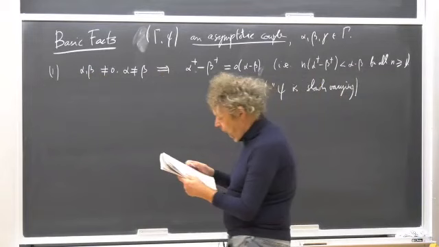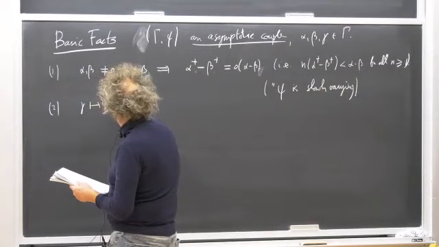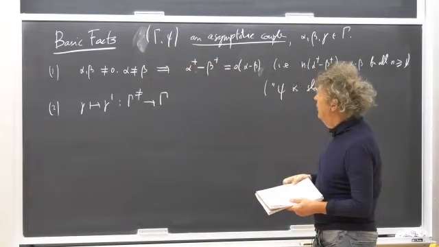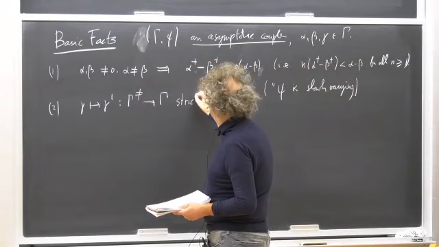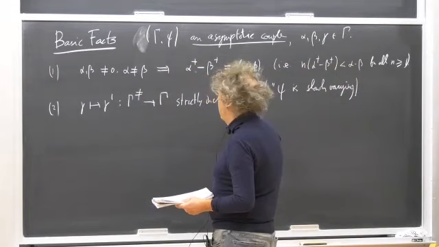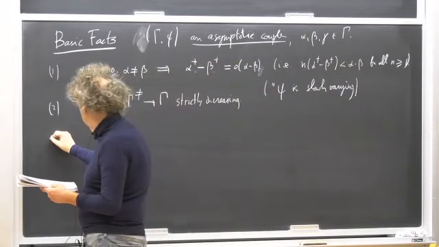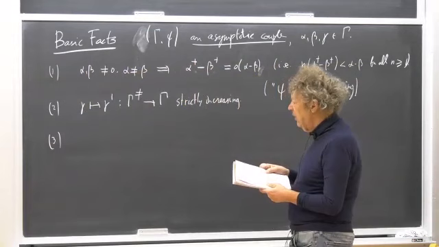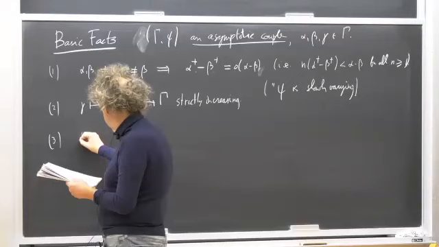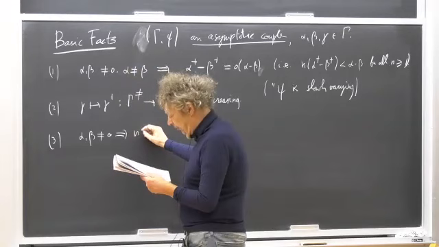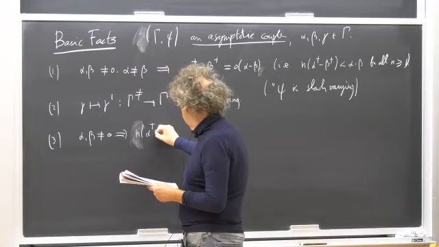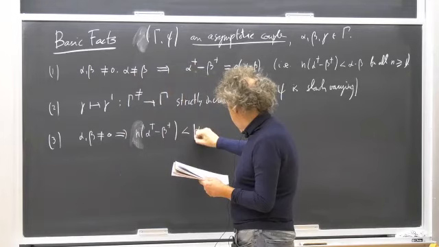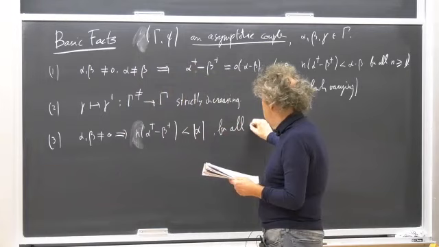Two, this map from gamma is, well, a sort of consequence of one, strictly increasing. And three, which is a bit more subtle than the other two: if alpha and beta are not zero, then n times alpha dagger minus beta dagger is less than psi of alpha, for all natural numbers n.